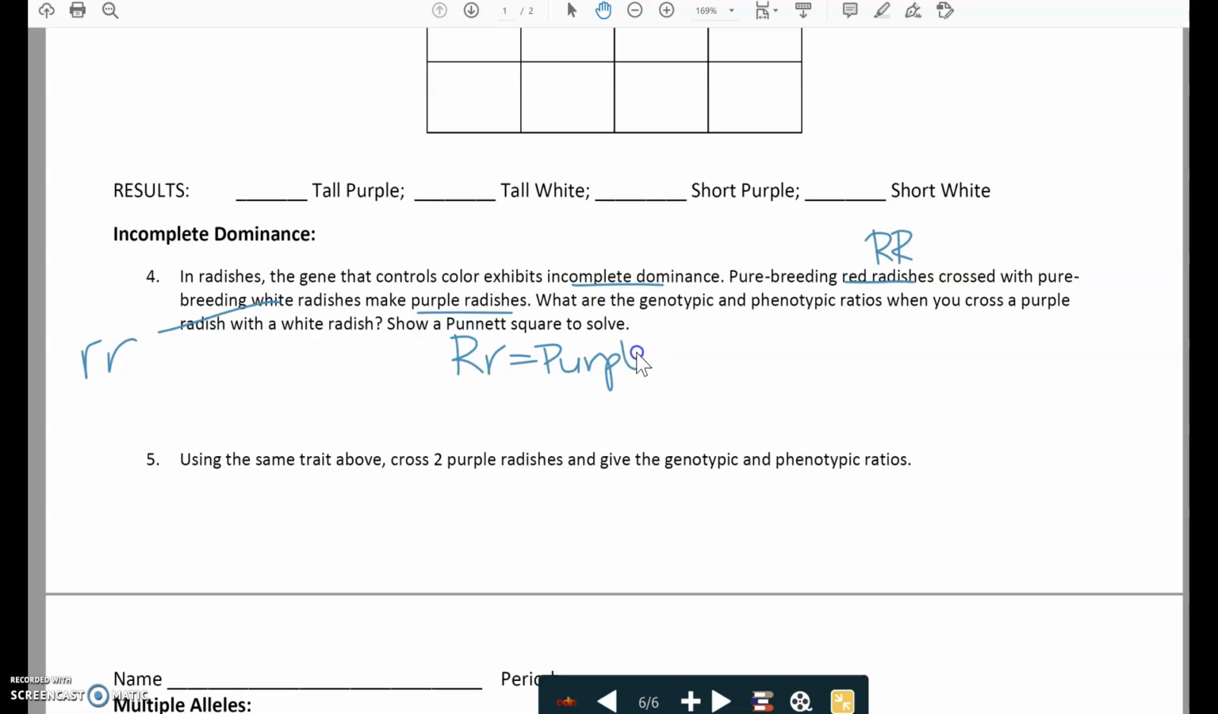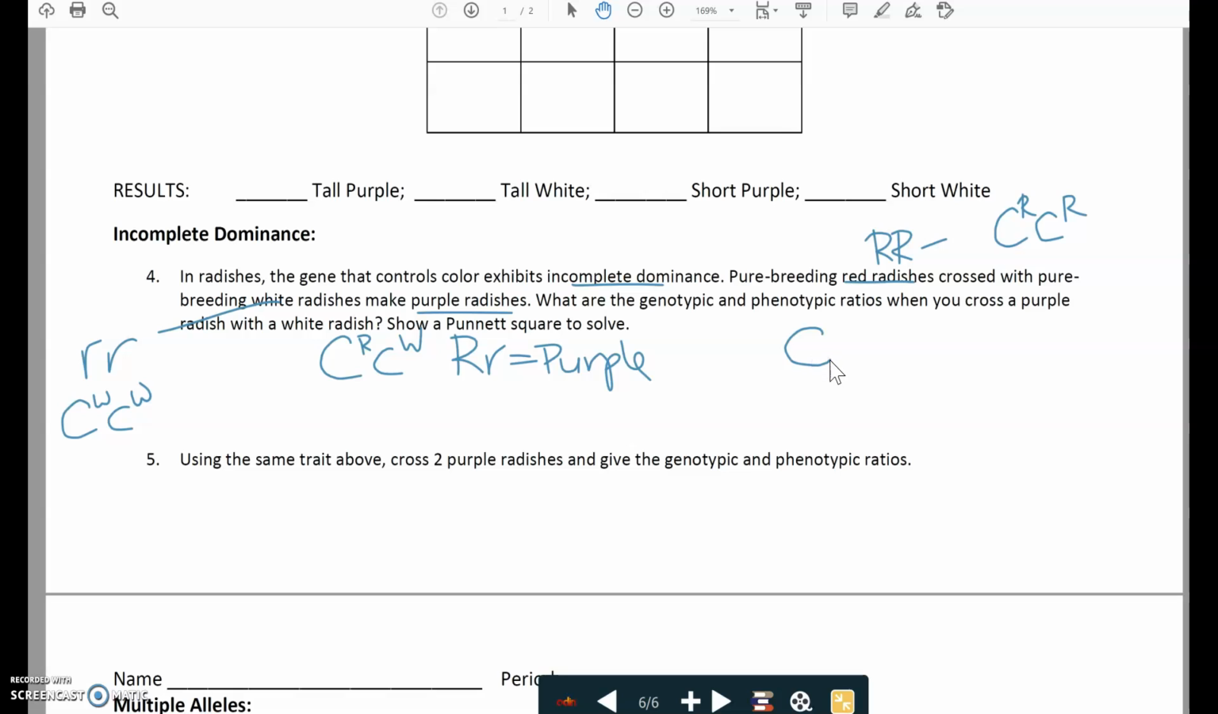Now another way you could write this, sometimes you'll see it written this way, is they'll use CR, CR for red. They'll use CW, CW for white, because neither one's really dominant, so using a capital letter is kind of misleading. And then CR, CW for purple. Honestly, it doesn't really matter, as long as you remember that in this cross, the middle is going to be a different color. So they want you to cross a purple with a white.